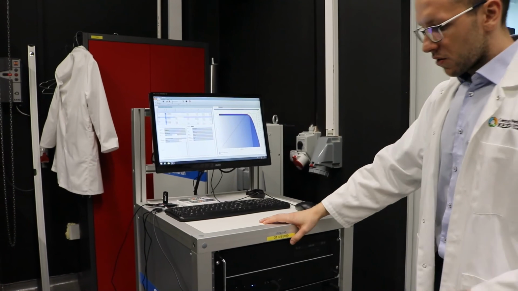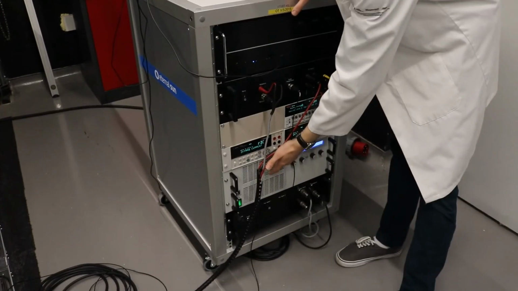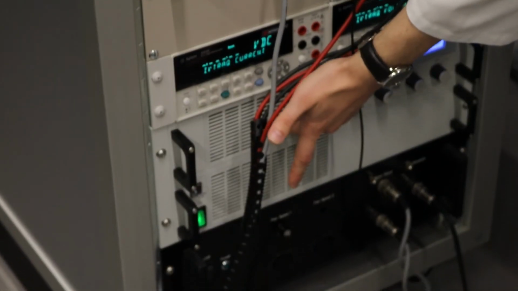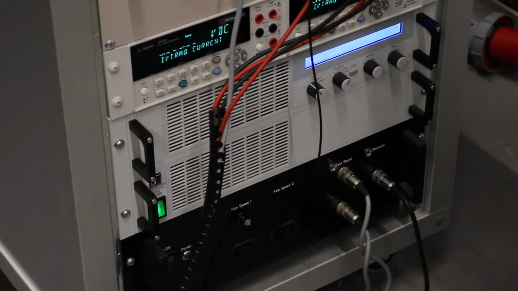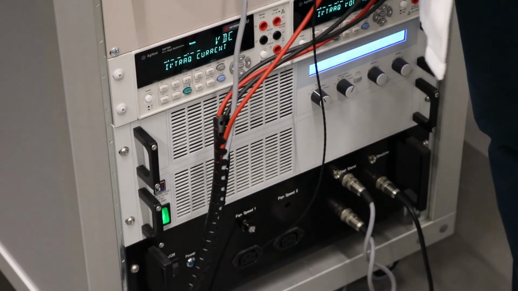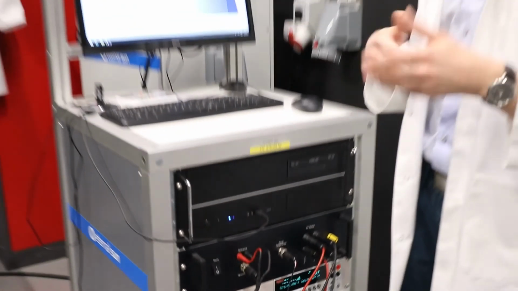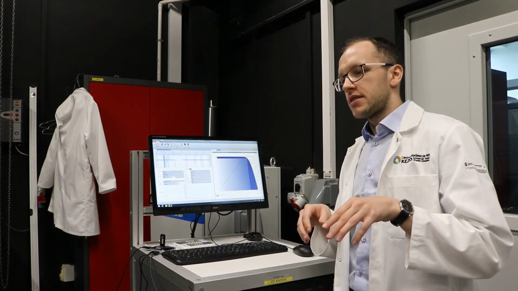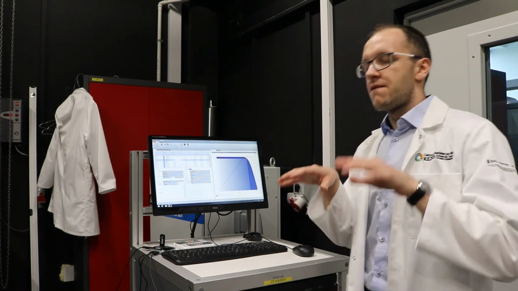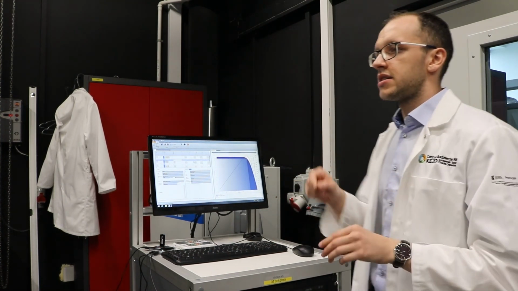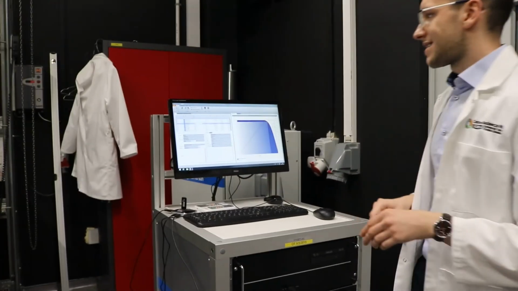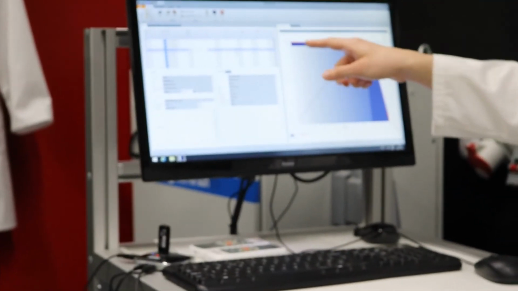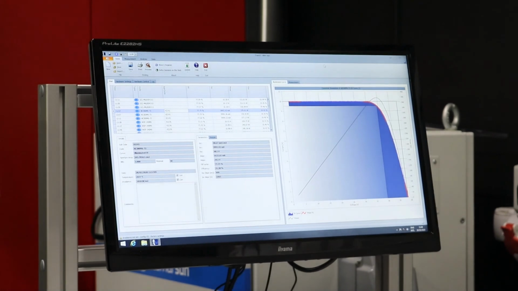Okay, also we have an electronic load. This electronic load is used to change the resistance of the module, and that's why we can measure the voltage and current at different points, and as a result we get characteristics like that.